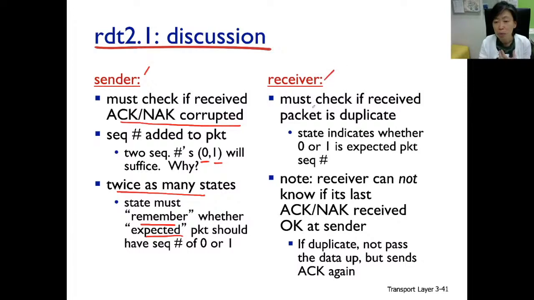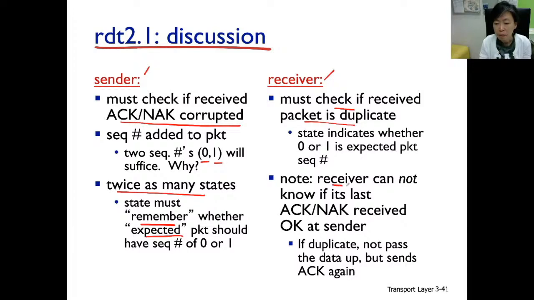Receiver side, the primary function is to avoid receiving duplicate packets. So it would check the sequence number, whether it's a repeating sequence number. In that case, the packet is a duplicate. If that is the case, the data will not be extracted and passed up to the application. It's just going to be discarded.